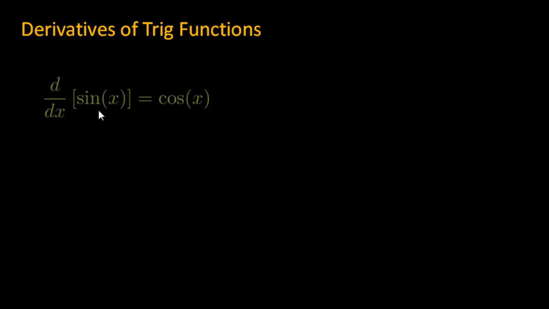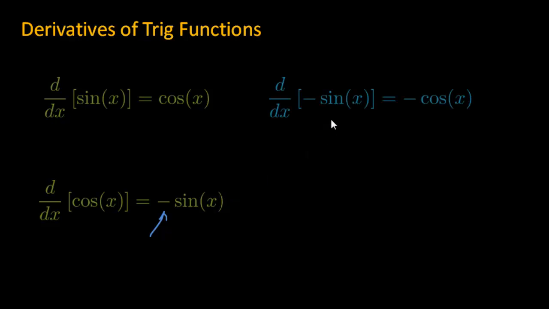So we have the derivative of sine, which is going to be cosine, and then the derivative of cosine is sine, but actually with this negative sign, so you've got to be very careful here. So sine will go to cosine, cosine to negative sine. So if the derivative of sine is cosine, then the derivative of negative sine is negative cosine. And then finally the derivative of negative cosine goes back to positive sine.